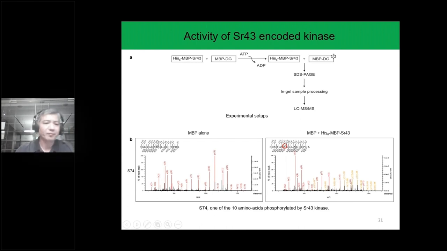And Figure B shows the spectra for the two reactions. The left panel shows the spectra for the reaction with MBP alone, and the right panel shows the spectra for the reaction with MBP plus SR43 kinase. So as you can see, the ninth amino acid, serine, is phosphorylated, which is amino acid number 74 of the MBP.